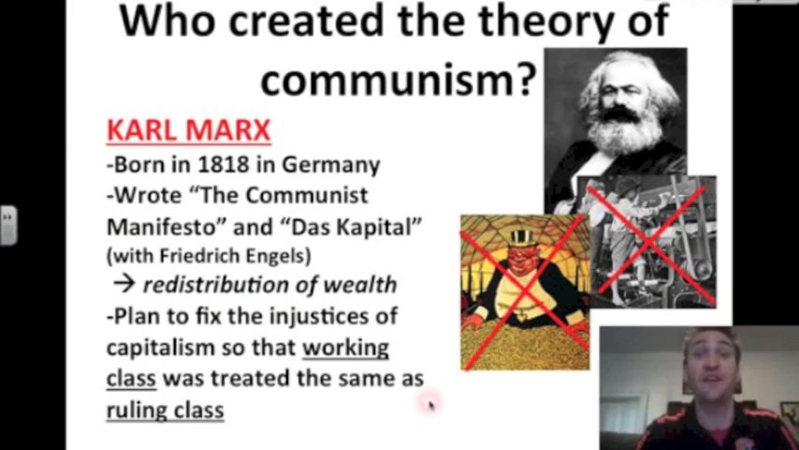Who created the theory of communism in the first place? It was this bearded man, Karl Marx. He was born in 1818 in Germany, and he wrote two important books, the Communist Manifesto and Das Kapital. He wrote these two with his friend and fellow economist, Friedrich Engels. And these books both talked about the redistribution of wealth.